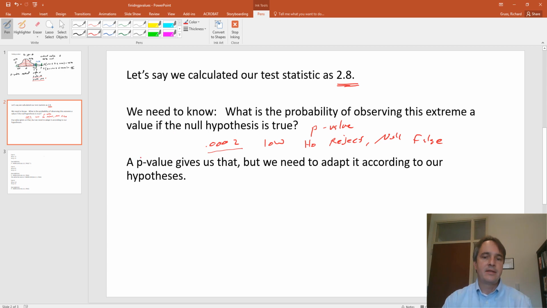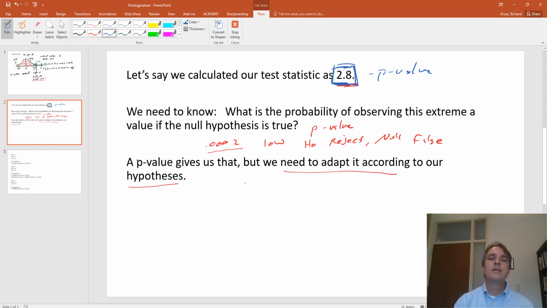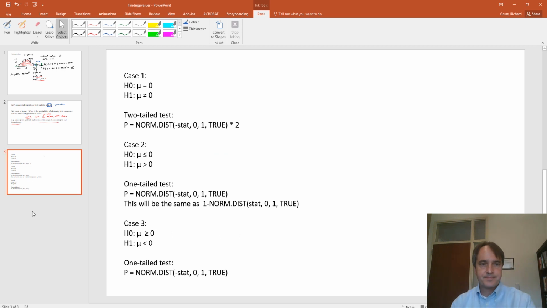And so how do we calculate it? The key with this is that we need to adapt it according to our hypotheses. So I'm going to go through 3 different cases to show you how exactly we calculate a p-value. In all of the cases I'm going to show you, we calculated a test statistic of 2.8. What is the p-value? And the p-value is going to depend on what your null and alternative hypotheses are. So let's look at 3 different cases.